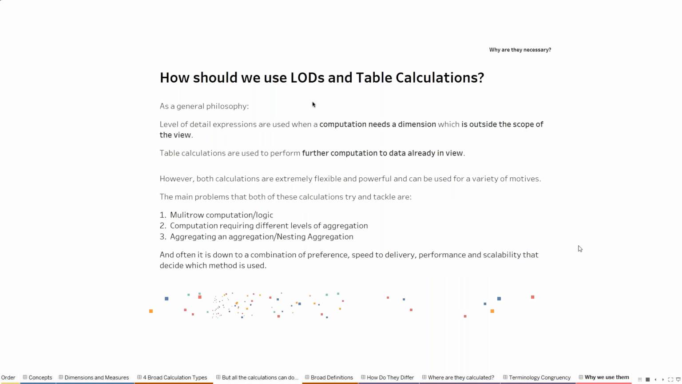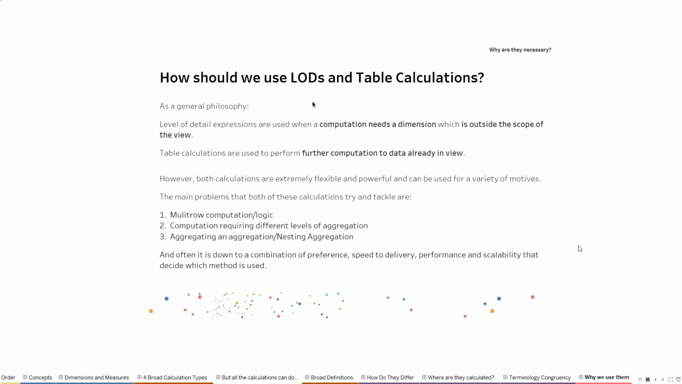As a general use case, we tend to say that LOD should be used when you need to compute something using something outside of the scope, and that table calculations are just trying to do further computation on something in the view. So you want to do another calculation, but just using what is already there. But that's not even necessarily true. I find in practical cases, you're solving a problem, and whatever makes more sense to you, you're going to use.